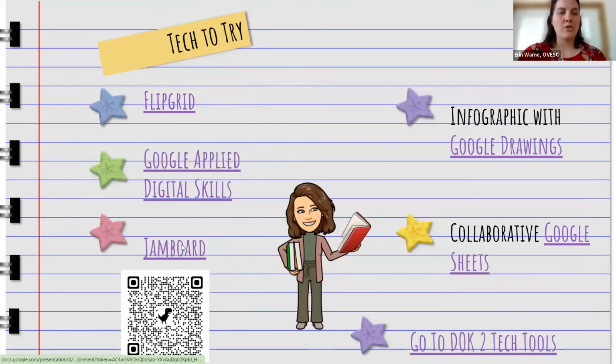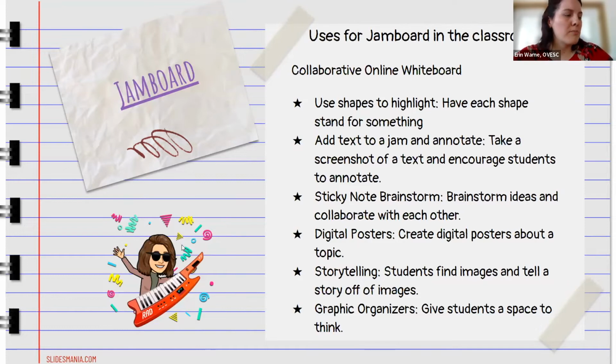Okay, the next one is Google Jamboard. Google Jamboard is another tech tool to try for DOK level 2 and other levels as well. It's a collaborative online whiteboard that has many uses for teachers and students. Teachers can create jams for students to highlight text and create shapes for each to stand for something. You can also take a piece of text, put it on a Jamboard, and then have the students use sticky notes to annotate that text, whatever you're trying to study within the class.